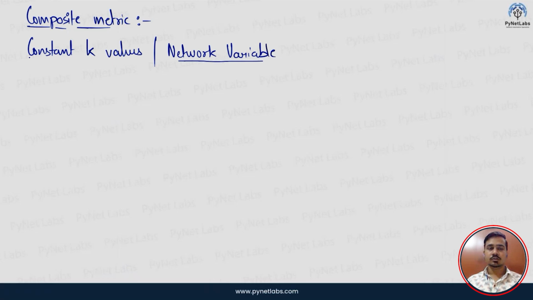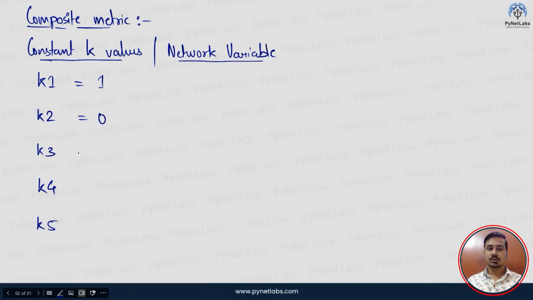When it comes to the constant K values, we have K1, K2, K3, K4, and at last K5. By default, K1's value is 1, K2's value is 0, K3's value is 1, K4's value is 0, and K5's value is also 0. These are the default values. As a network administrator, you have the means to change them, so if you want, you can change the K values for your network.